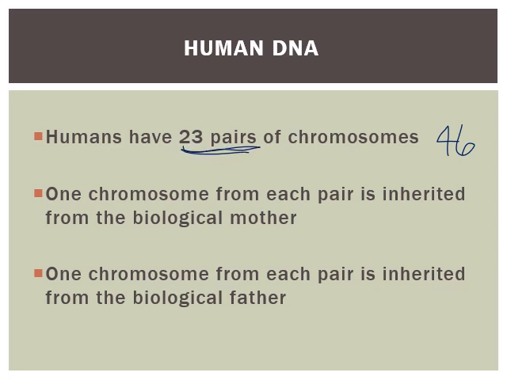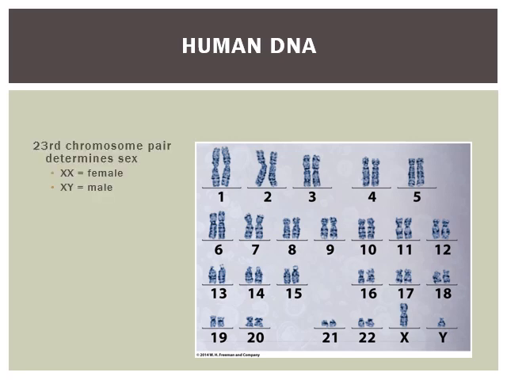I like to think of it in pairs because it's a little bit easier once we start getting into the hereditary components of genetics. In these 23 pairs, you get one chromosome from mom and one from dad. So one chromosome from each pair is inherited from your biological mother and one from your biological father. When we're looking at these chromosome pairs, the 23rd over here is the one that determines sex. Again, we get one from mom, one from dad.